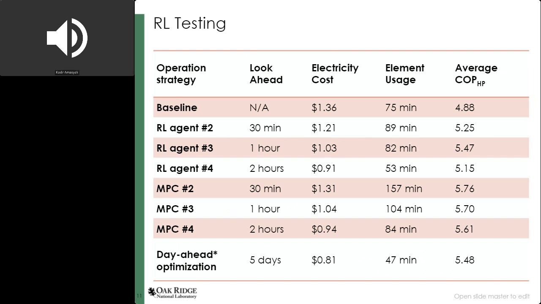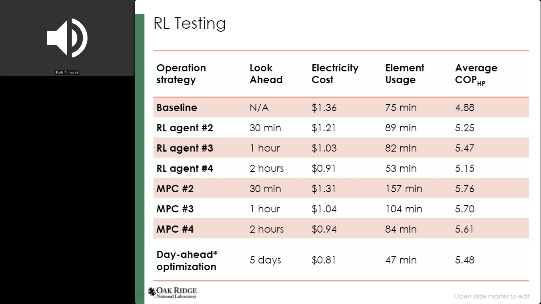And these are our results. So we tested these controllers for 5 days. In the baseline, we don't send any command to the water heater, and the cost of the water heater is only 1.36. And all the agents performed better than the baseline and were able to save cost. We also used MPC controllers with 30 minutes, 1 hour, and 2 hours prediction horizons, and we compared these model predictive controllers with RL agents. And in all cases, RL agents perform slightly better than MPC.